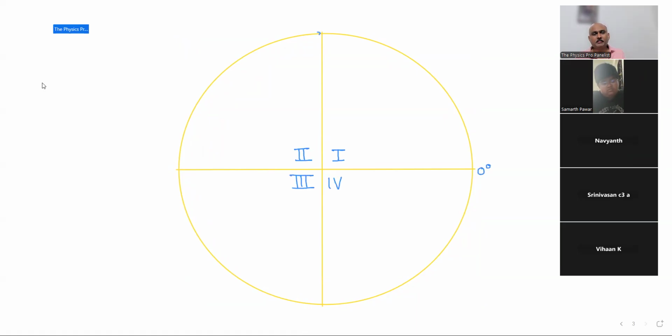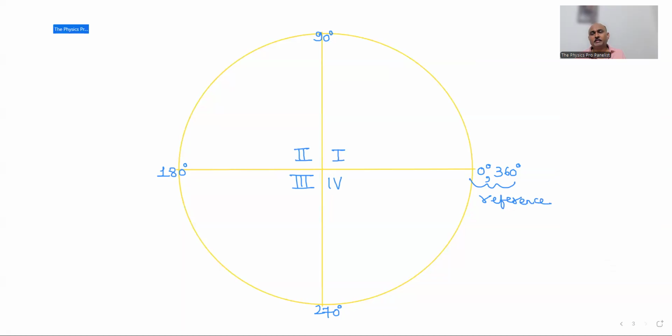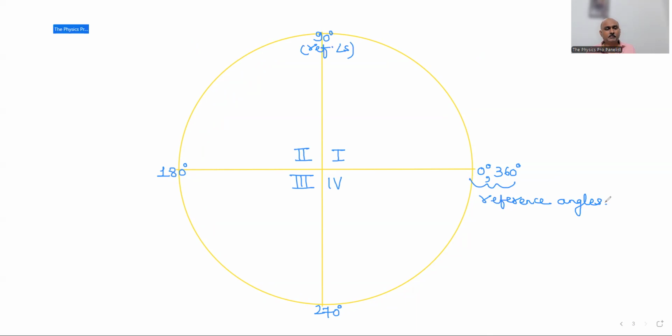This angle is 0 degrees. This is 90 degrees. This is 180. This is 270. This is 360, right? So it completes a 360-degree circle. Now these angles have a special name. They are called reference angles. Why reference angles? Because they give us the start and end of a quadrant, right? I hope all of you understood.